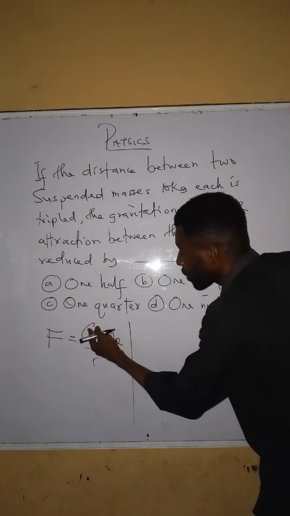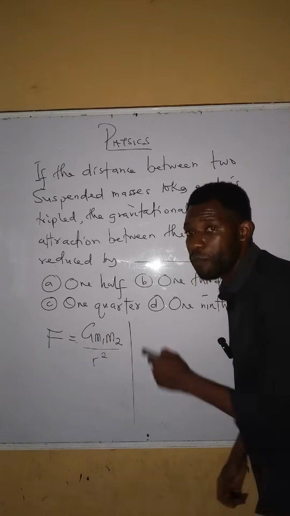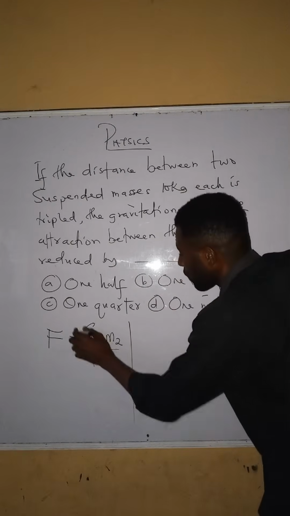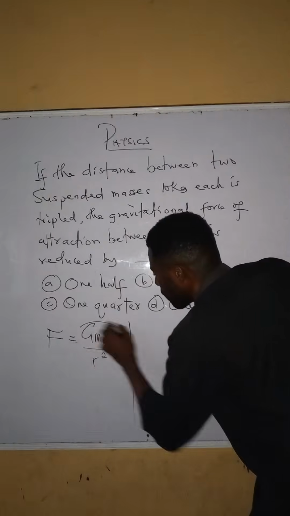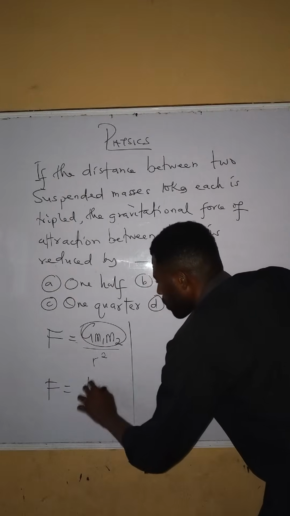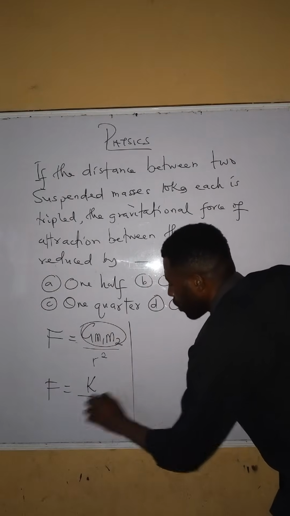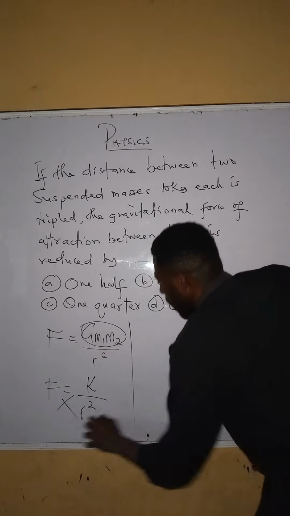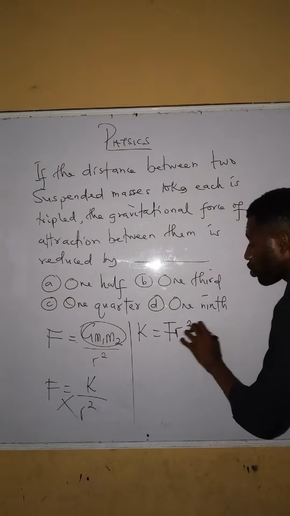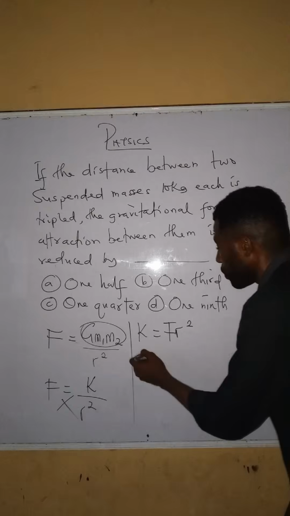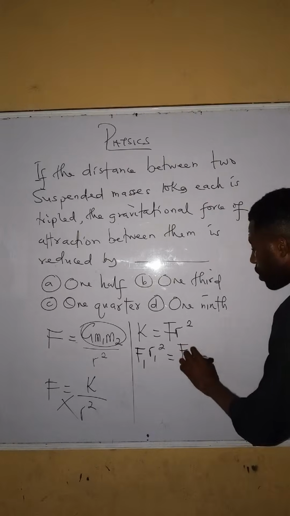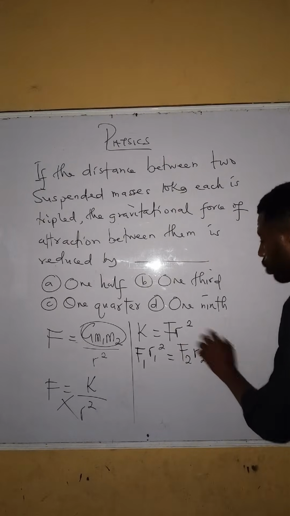So if we take our G to be constant, we take our M1 to be constant, our M2 to be constant, let's take everything to be my constant. So I'm going to have F equals K, let everything here be K over R squared. So if I cross multiply, I'm going to have K equals F R squared. Meaning by implication, F1 R1 squared equals F2 R2 squared.